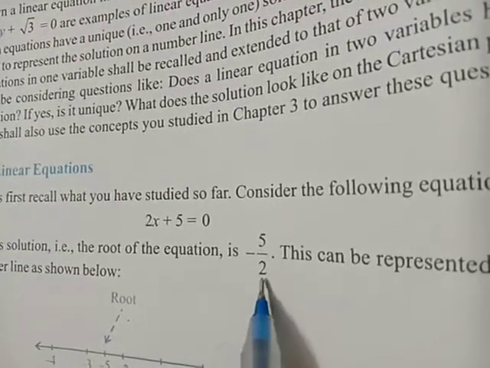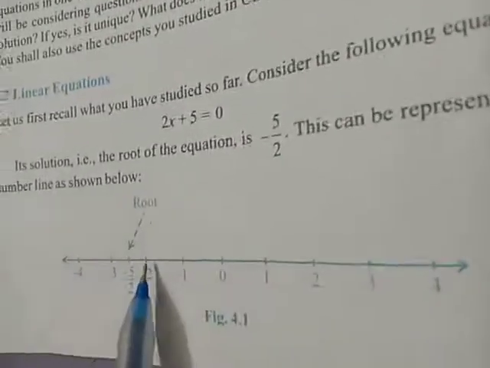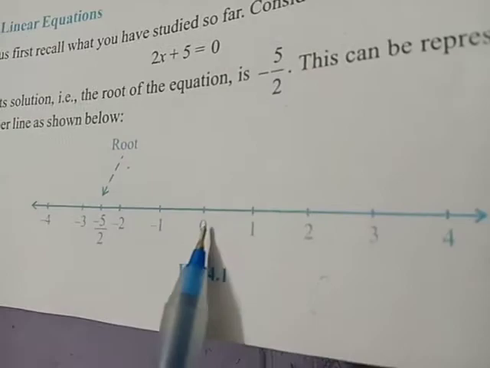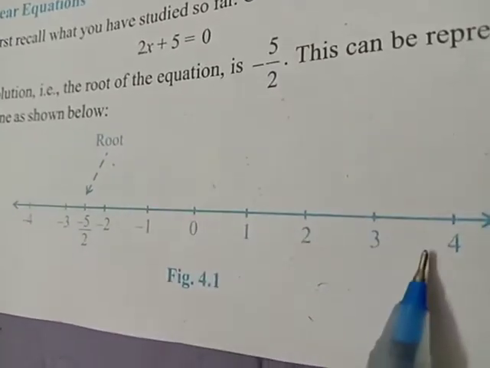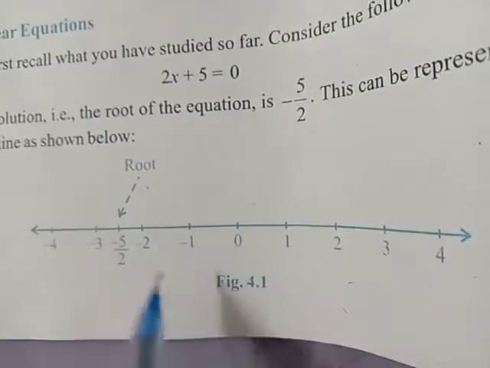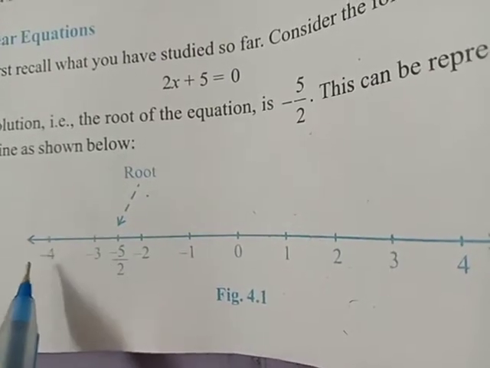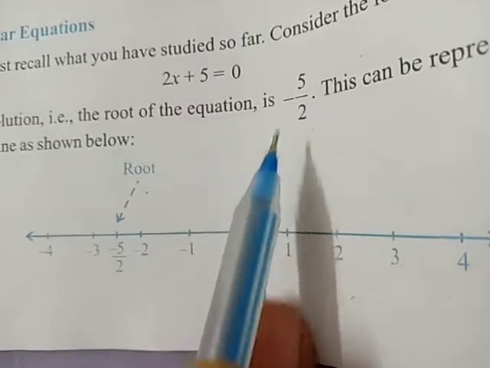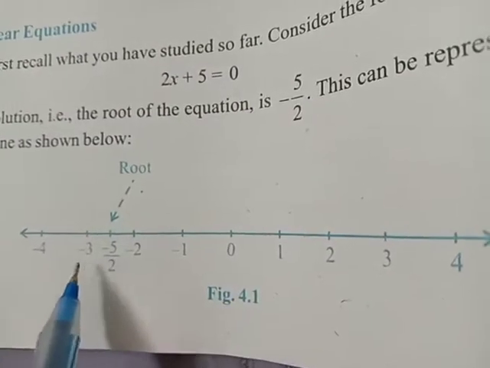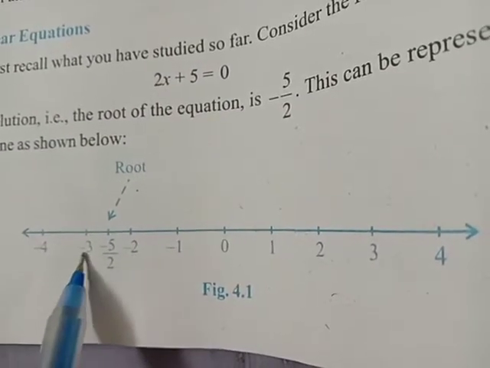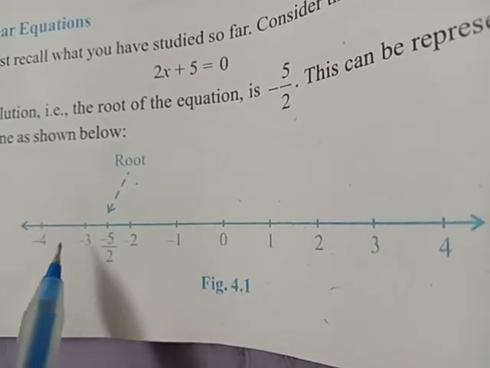Now you have to plot this on the number line. If you remember this number line, on the right side of 0 is 1, 2, 3, 4, 5. And on the left side are negative numbers, minus 1, minus 2, minus 3. So minus 5 by 2 can be represented between minus 2 and minus 3.